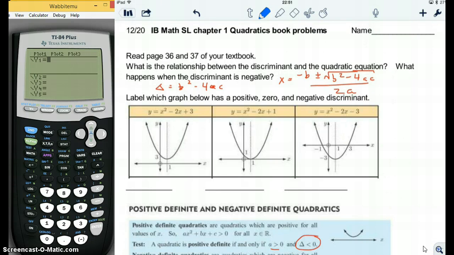Quadratics, page 12. What's the relationship between the discriminant and the quadratic equation? What happens when the discriminant is negative? Well, remember the quadratic equation looks like this.